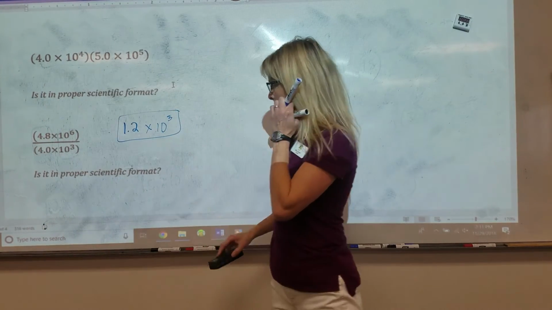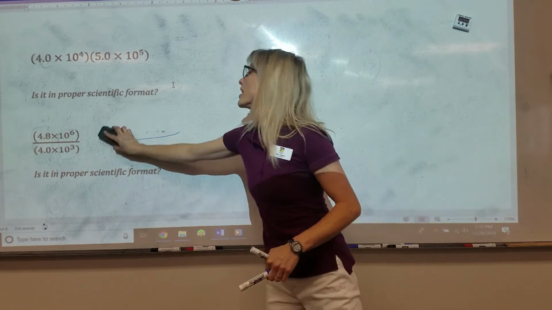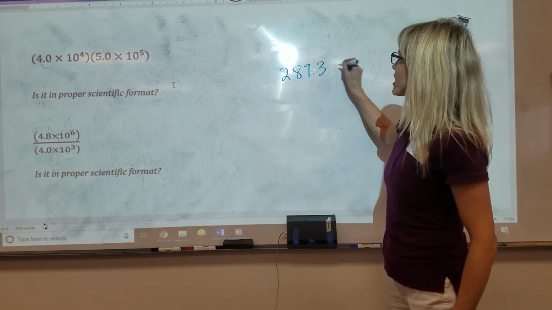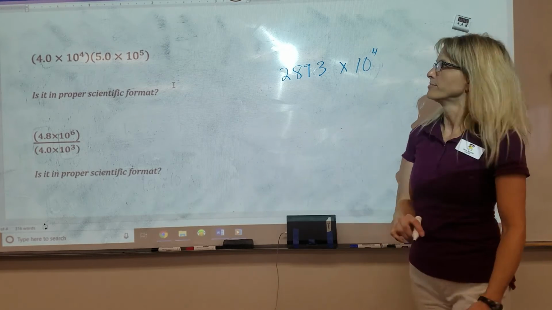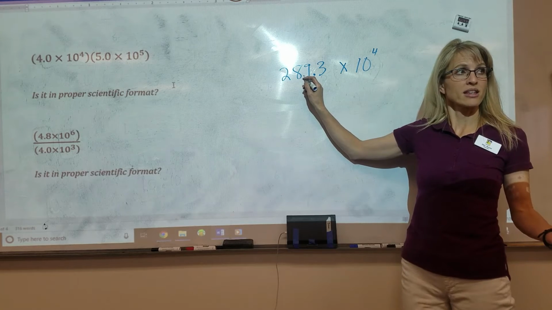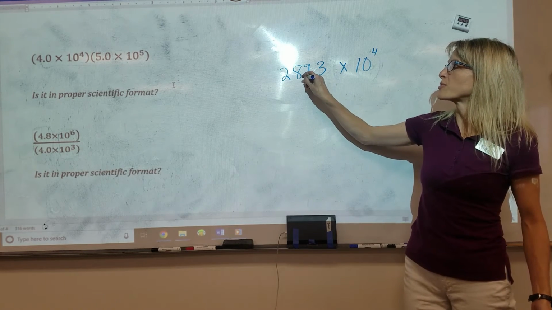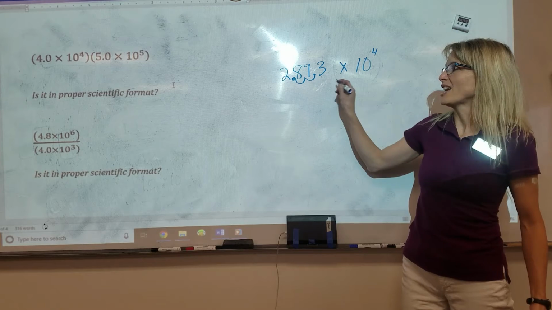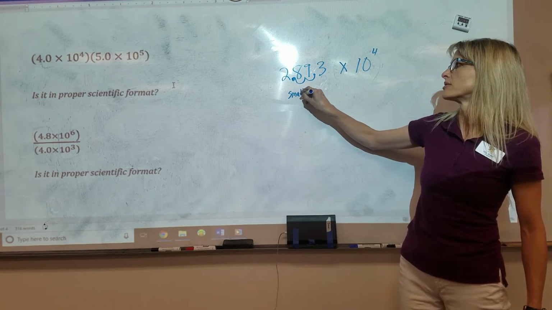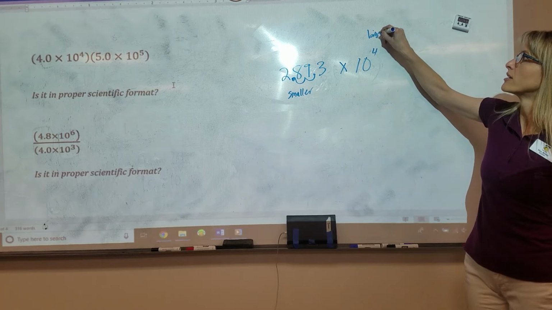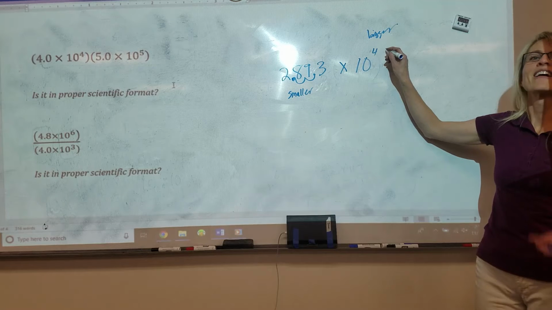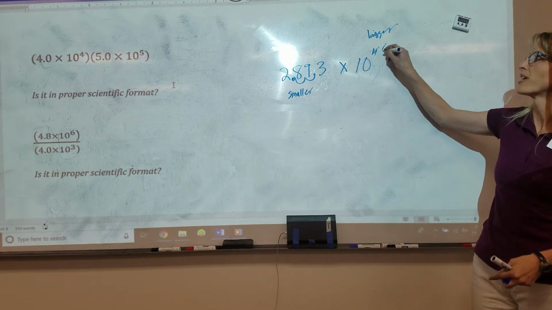What happens if it's like 3 digits? Ooh, okay. So let's say I had 289.3 times 10 to the 4th power. It's not in proper scientific format, is it? I'd have to move it 2 times, once, twice. I made it from a really big number to a smaller number, so I need to make the exponent bigger. If I went 2 times, guess what I'm going to do to the exponent? I'm going to make it 2 places bigger, or a 6.